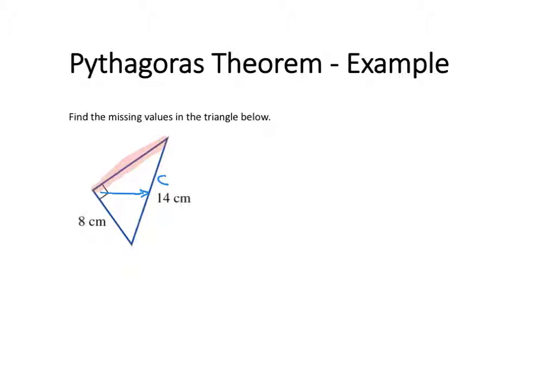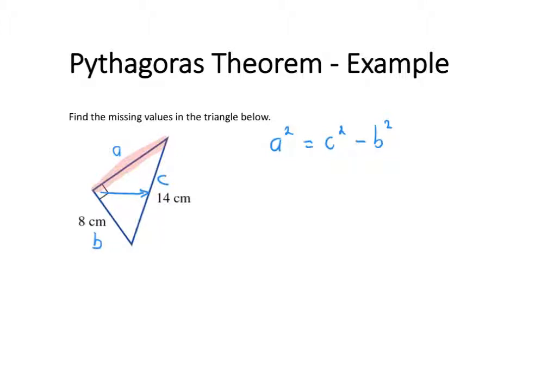Now for the other two sides, I can label them A and B. I'm going to label my missing side A, and then label my last side, which is equal to 8 centimeters, B. So now that I've labeled the three sides A, B, and C, I can go ahead and write my formula. And this time, instead of writing a squared plus b squared is equal to c squared, I'm going to go through and write my modified formula. So a squared is equal to c squared minus b squared.